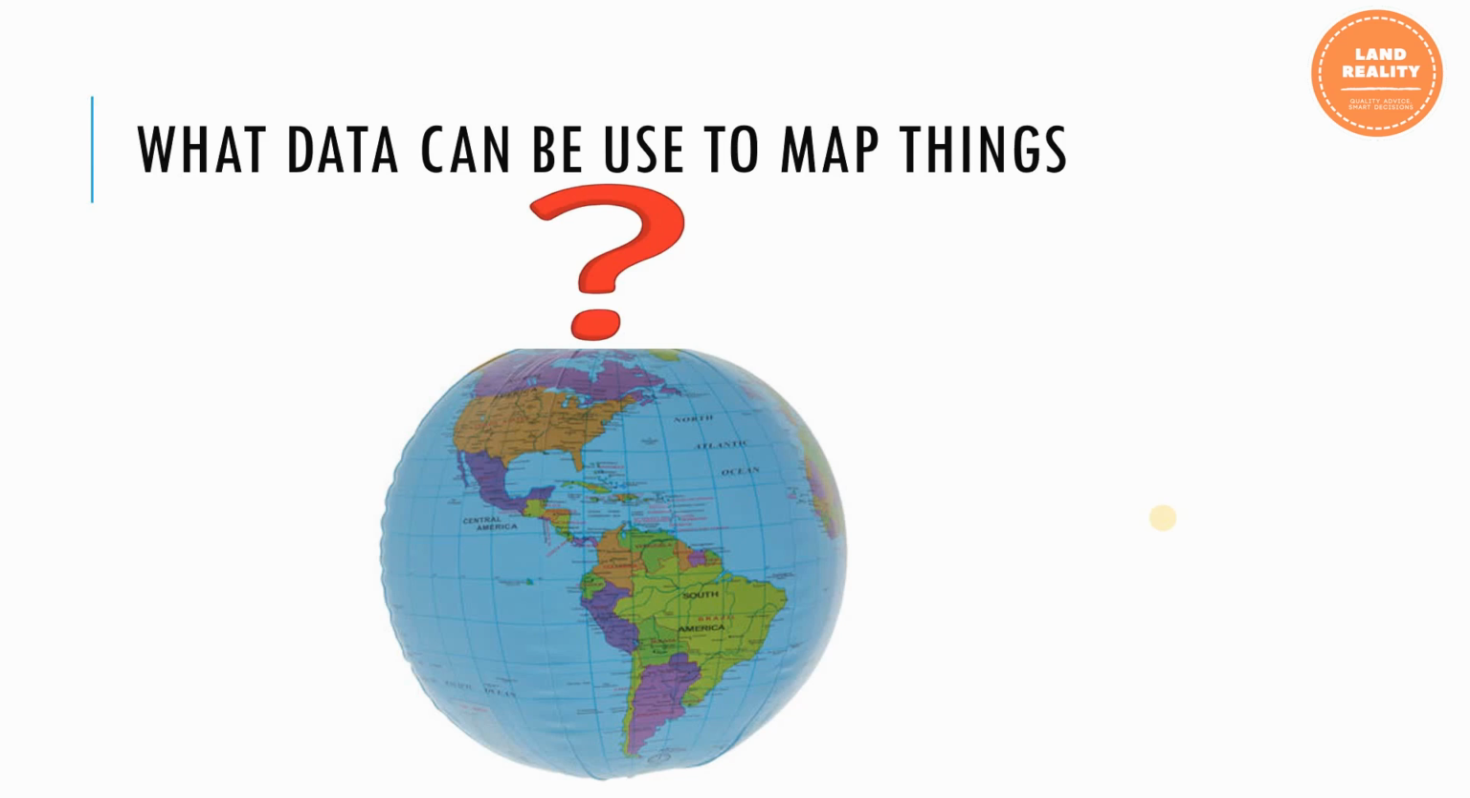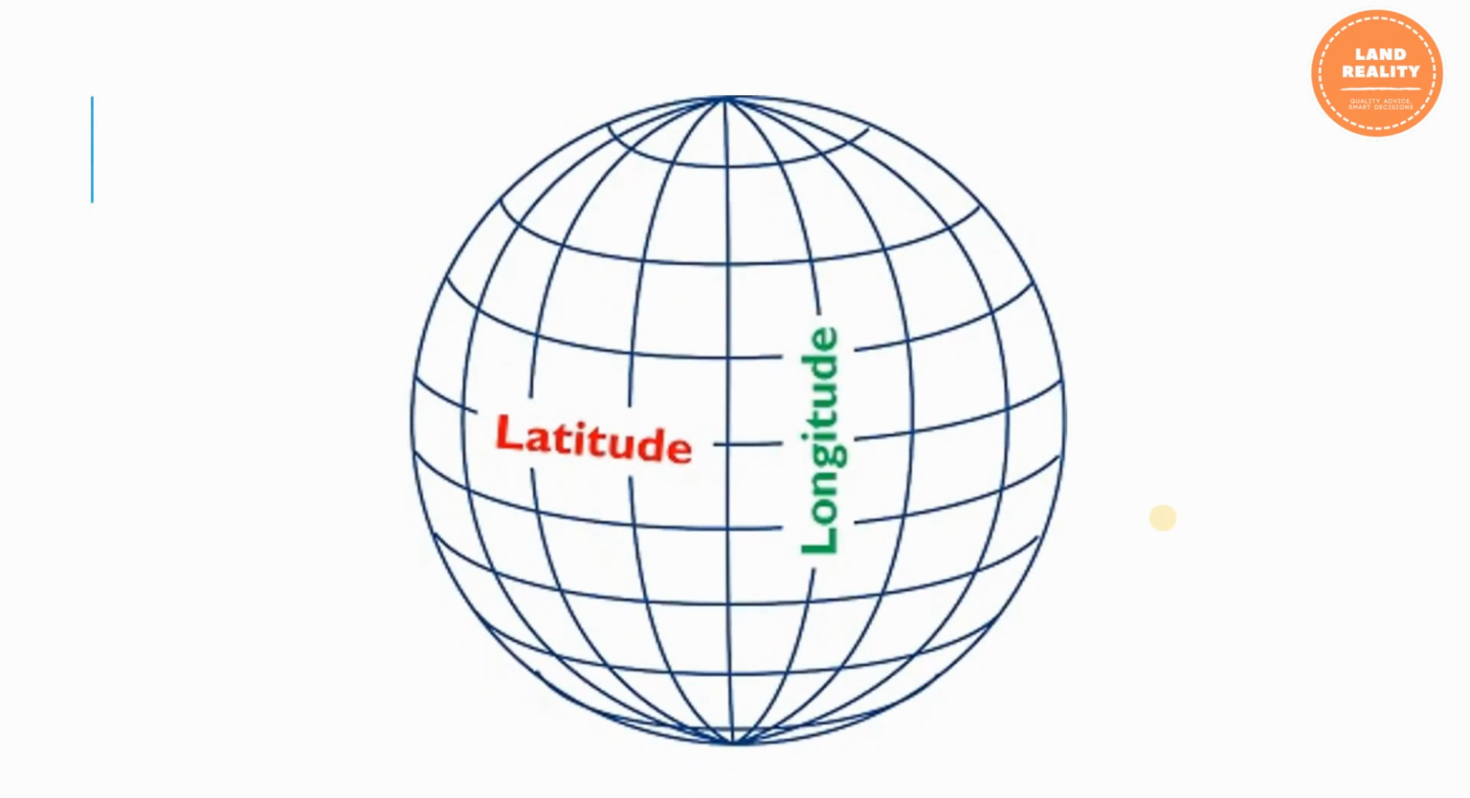One of the data that we can use to map things is latitude and longitude. That's probably the first one that comes to mind. If we have coordinates for a given location, we can reference those to the surface of the earth and describe pretty much anything we want. That is it. Latitude and longitudes can be used to map things. Let's move on.